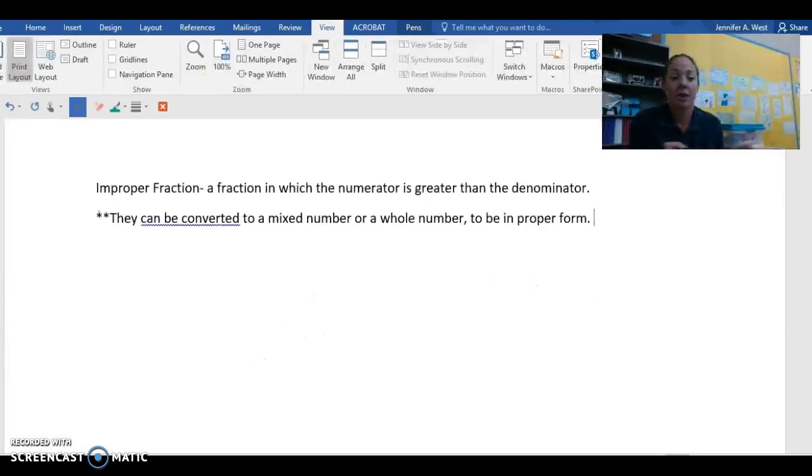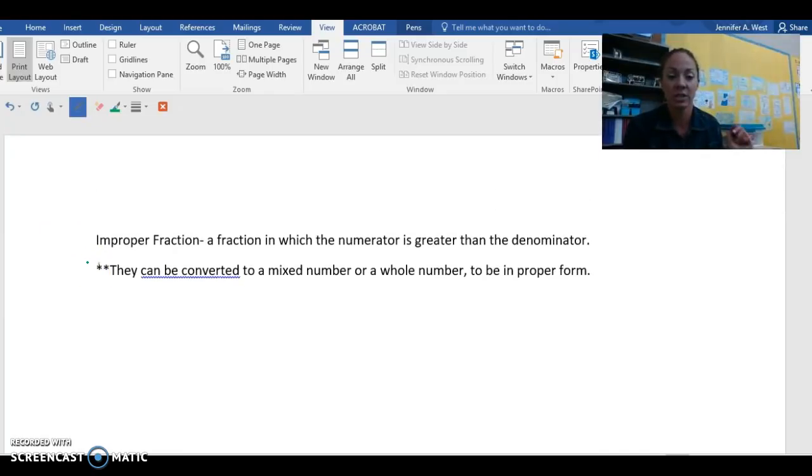All right, our next word is improper fraction. An improper fraction is a fraction in which the numerator is greater than the denominator. So that means the number on the top will be greater than the number on the bottom. A fact to include in your notes is that they can be converted to a mixed number or a whole number to be written in the proper form.